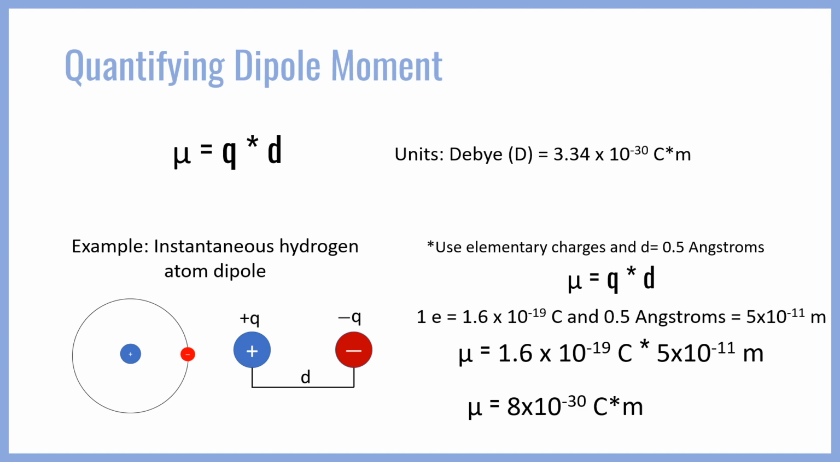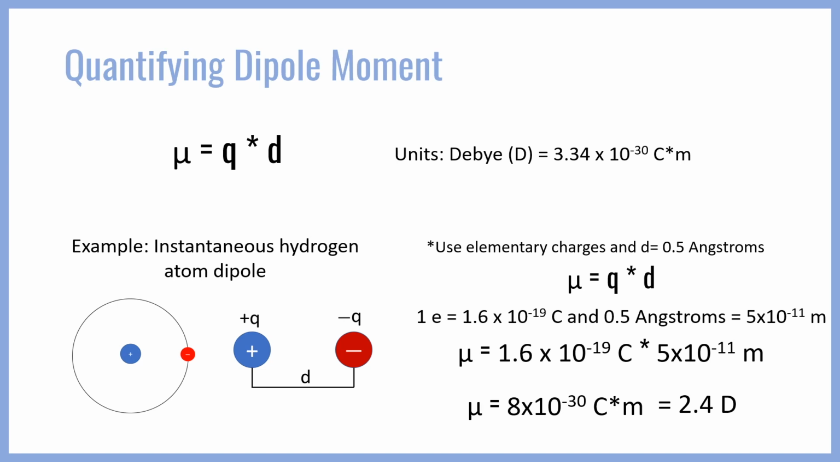And this is going to give us a dipole moment of 8 times 10 to the negative 30 coulomb meters. However, this is not a very useful unit in a chemical sense, so we're going to convert that back into Debyes using the unit conversion at the top of the page, which is going to give us about 2.4 Debyes for this hydrogen dipole. This would be the magnitude of the hydrogen atom at a fixed moment in time.